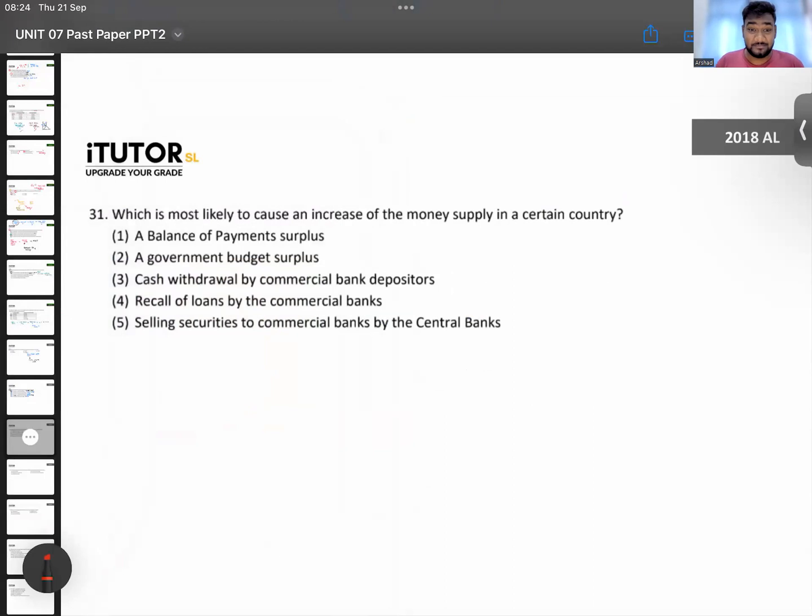Tell me how each of these will work. BOP surplus. What did I say? When there is a BOP surplus, what is happening? There is a lot of money coming into the economy, no? More money is coming in than the money that is going out of the country. So that money will get converted into rupees. Then what can happen to your money supply? The dollars that come in will get converted into rupees. So money supply can actually increase. This can be your answer.